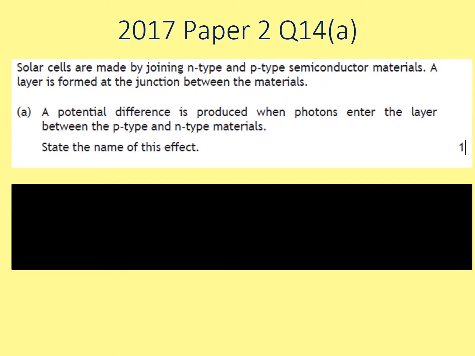2017 paper 2, question 14a. Solar cells are made by joining n-type and p-type semiconductor materials. That is a p-n junction. Layers formed at the junction between the materials. That is your depletion layer. A potential difference is produced when photons enter the layer between the p-type and the n-type materials. State the name of this effect.